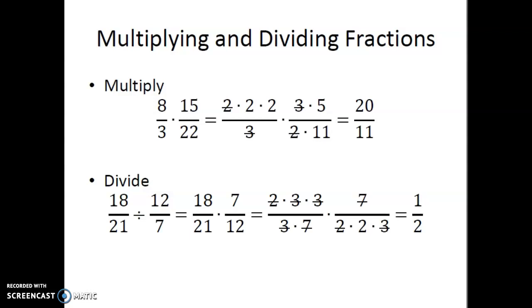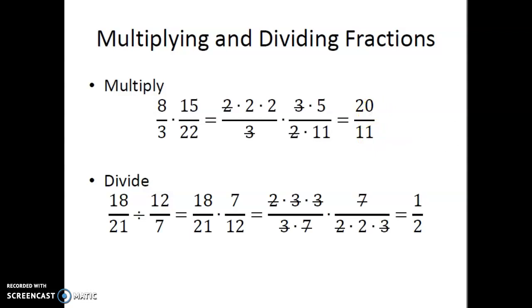When we multiply fractions, we multiply the numerators and then the denominators, but we can simplify beforehand. So I've simplified the numerators and the denominators here by writing the prime factorizations for each one. So then I could go ahead and cancel out any common factors in a numerator and denominator. So I've canceled out a pair of 3s and a pair of 2s, then multiply the factors that are left to get 20 over 11.